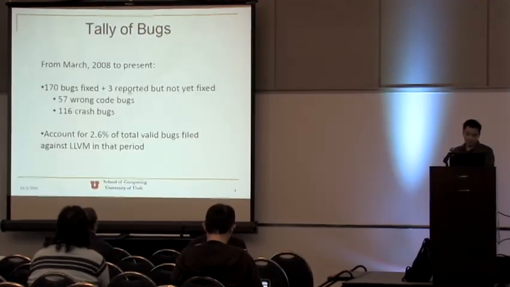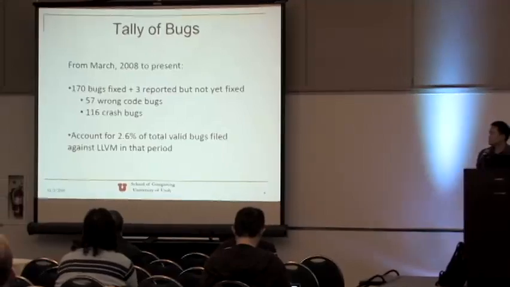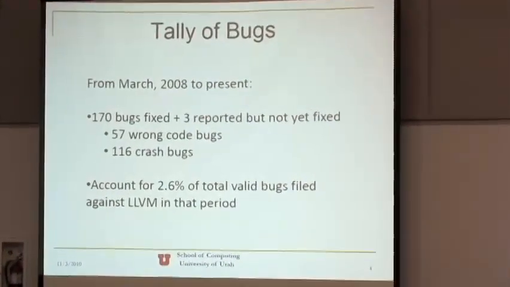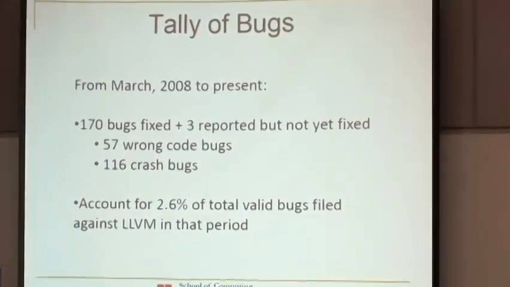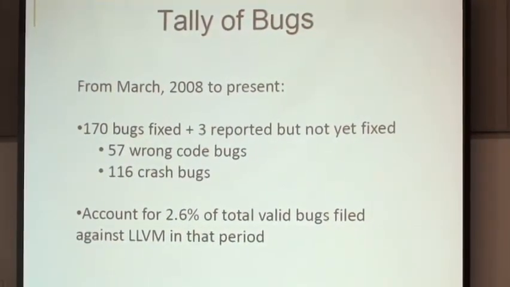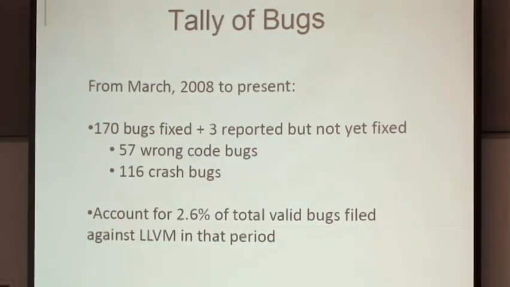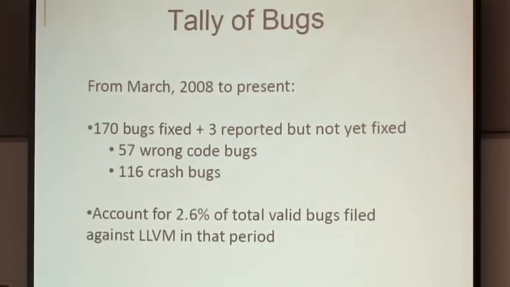So those are just a few samples of bugs we have found over the last 3 years. From March 2008 to present, we have found a total of 173 bugs in LLVM. And 170 of them have been fixed already. There are 57 wrong code bugs and 116 crash bugs, which accounts for 2.6% of overall valid bugs filed against LLVM in the same period.